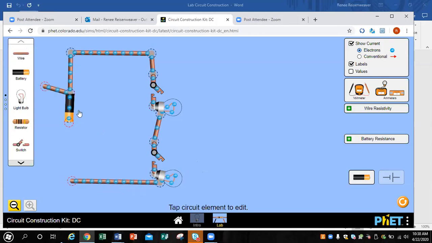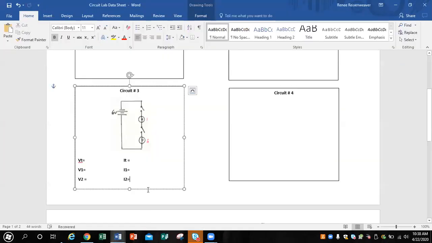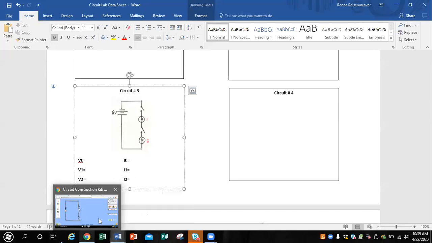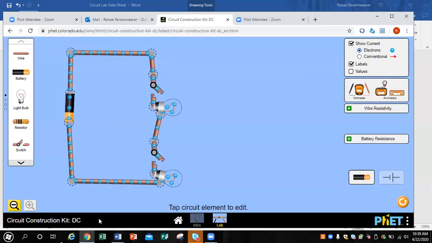And it doesn't have to necessarily look exactly how it looks on the diagram, but it makes sense to build it that way. All right, so there's our circuit. So if I go back over here to my diagrams, there's circuit number 3. I have a battery and 2 light bulbs. Okay, so when I go back to my circuit here, my job now is to make sure this is 6 volts.